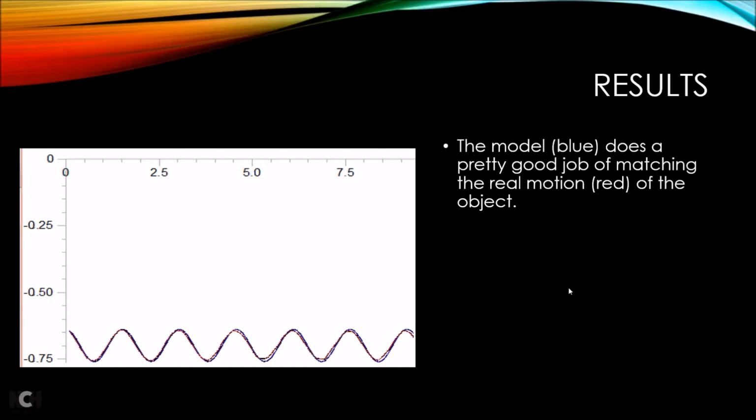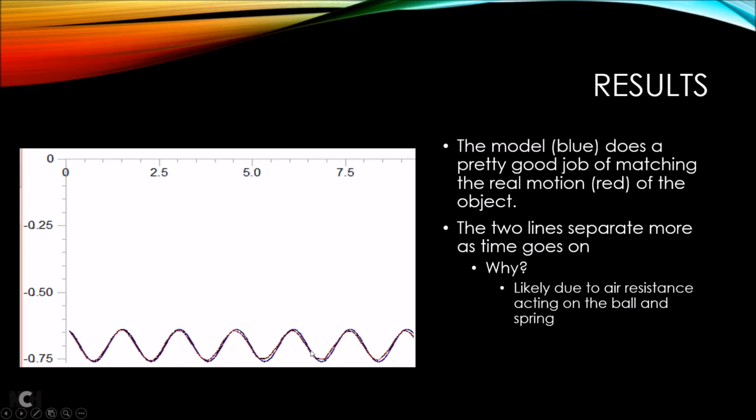As we can see, the model data, which is the blue line, appears to closely match up to the object's real position data, which is the red line. However, as time goes on, the lines appear to separate more and more from one another. So why does this happen? This is likely due to factors not being accounted for within our model, such as air resistance, which would act upon the ball and the spring and cause it to move not in perfect oscillating motion. Another reason could be due to human error lining up the point mass within tracker.